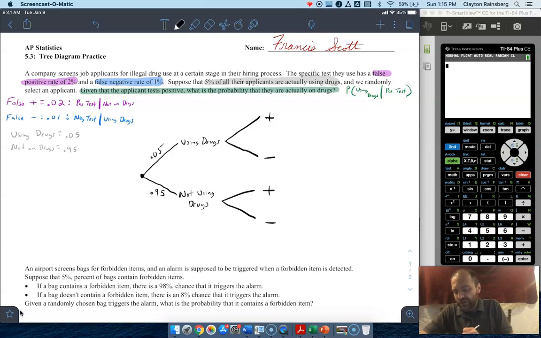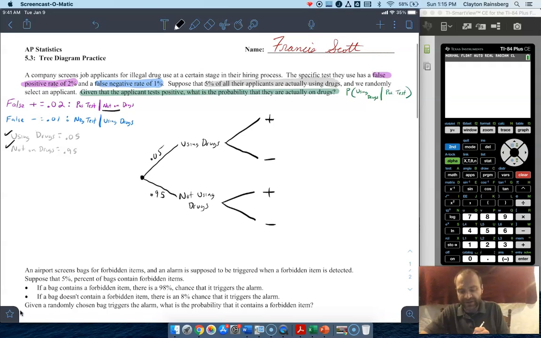So I've used these two, check, check. Now I need to use the false positive, false negative information that I have. Now, false positive means they have a positive test result when they are not on drugs. So, given that they're not on drugs, so I'm following this path, they have a positive test result. So I'm looking right here. This right here is 0.02. And so this is 0.98.